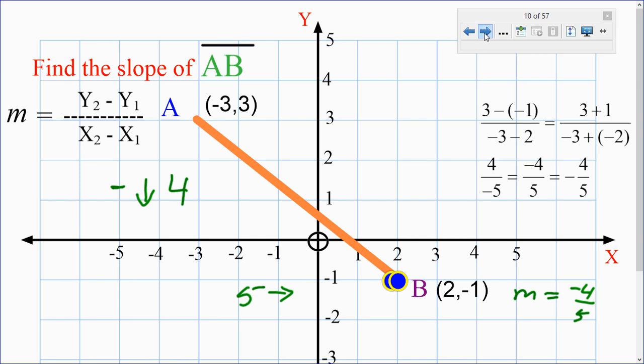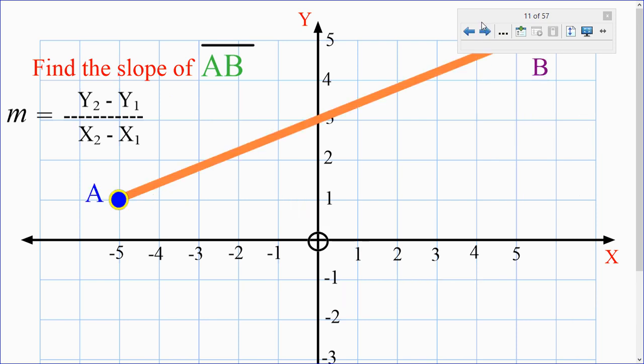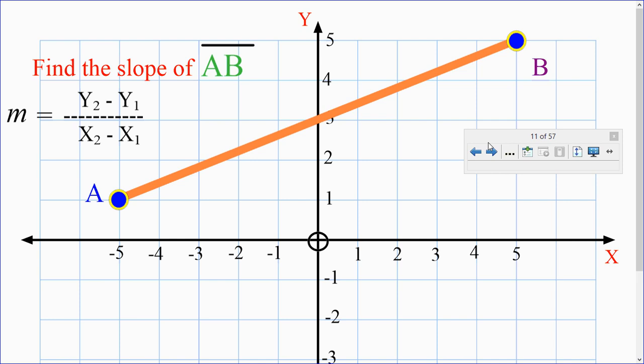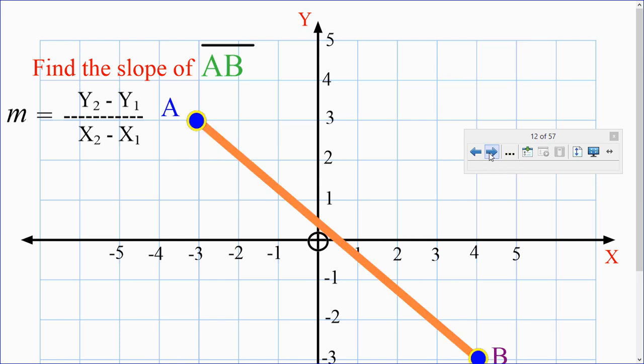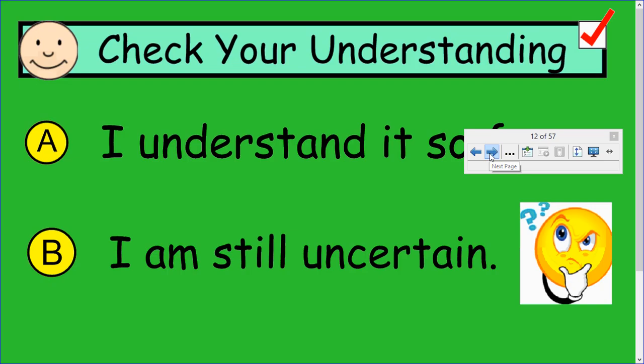So I hope you enjoyed the program. Here's a problem for you to find the slope of this line segment AB. Here's another one. Find the slope. It's down there at that point. So you can count or use your formula. I hope you use the formula.